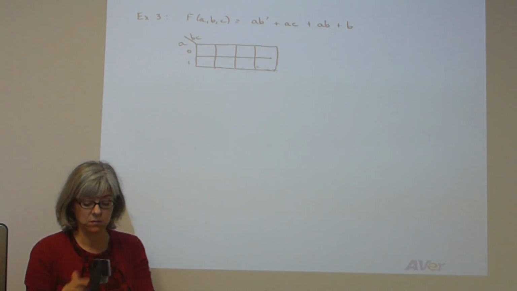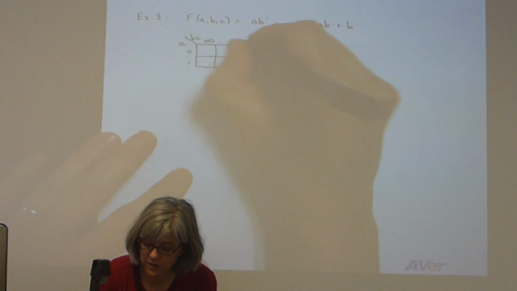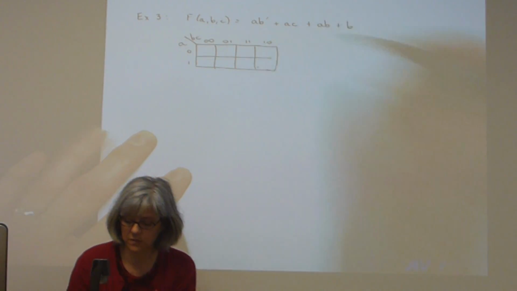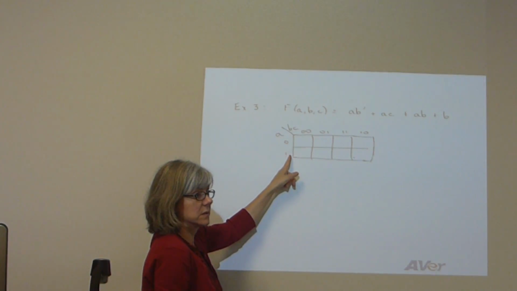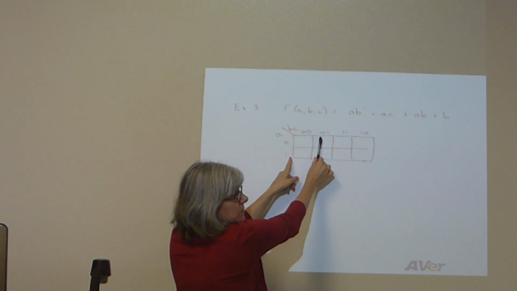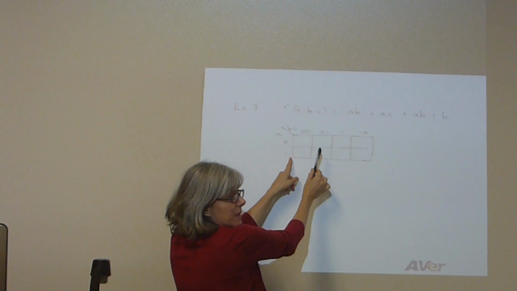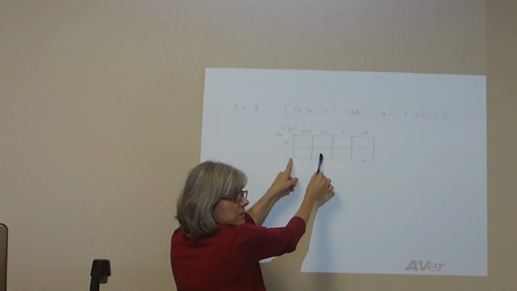Okay. Right. So 0, 0, 0, 1, 1, 1, 1, 0. Okay, AB prime. That's where A is 1 and B is 0. And C doesn't matter. So I get 1 here and 1 here.